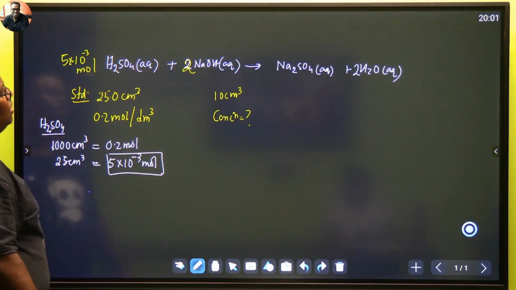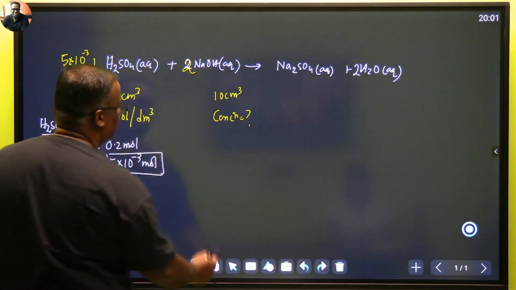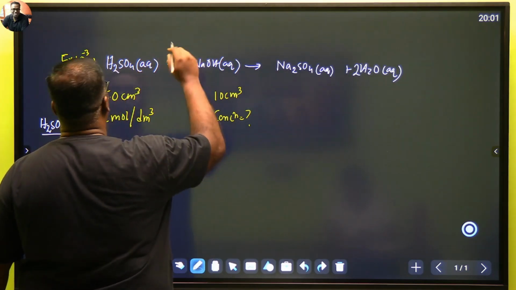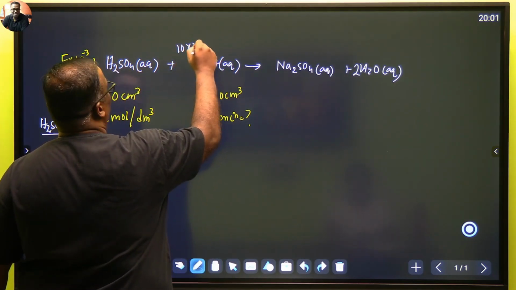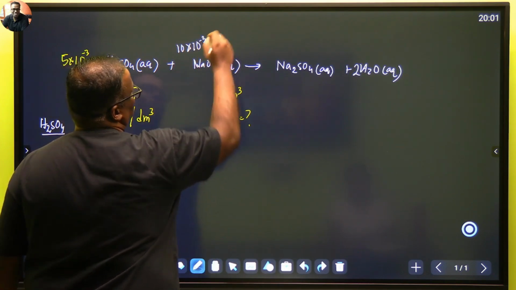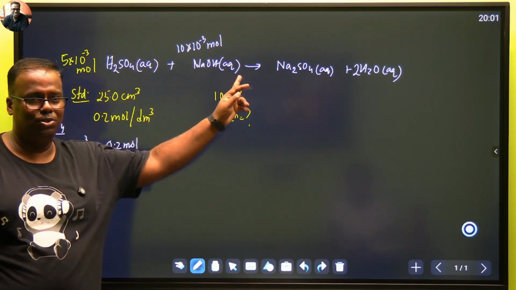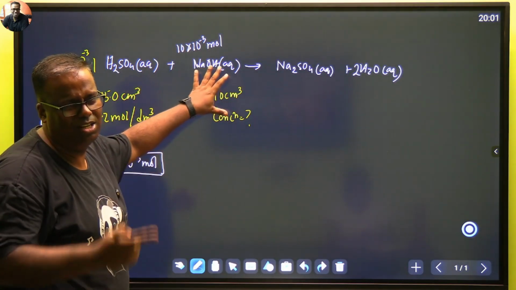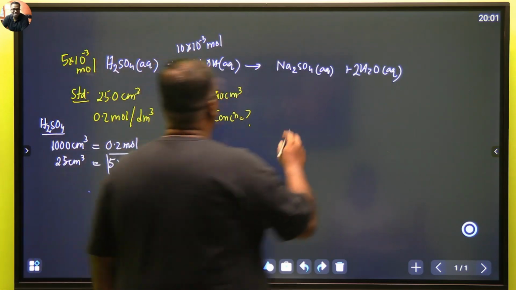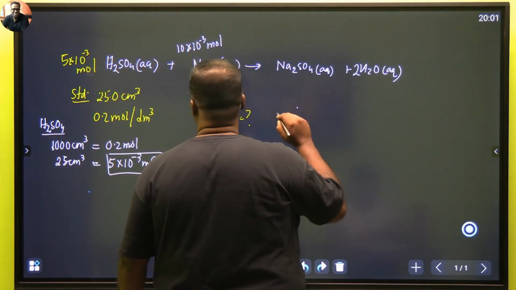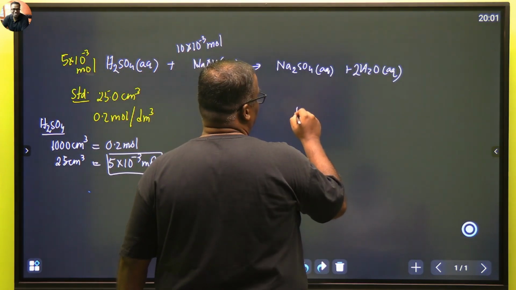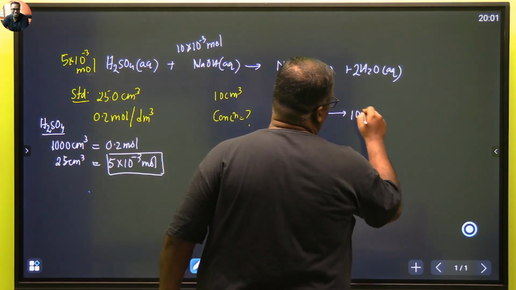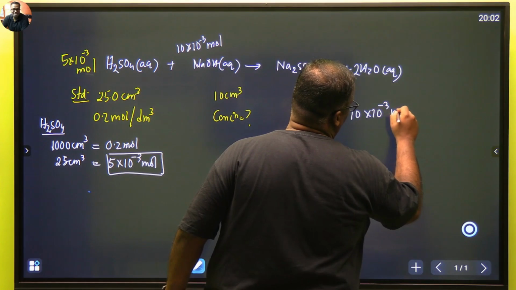Okay, but these will react with how many? Can anybody tell me? Yes, very good. They will react with 10 into 10 to the power minus 3 moles, because 1 reacts with 2. So 5 will react with double of this. So now we have to give its concentration. Bada easy ho gaya hai. So we say that the solution is such that in 10 centimeter cube, it contains how much? 10 into 10 to the power minus 3 moles.